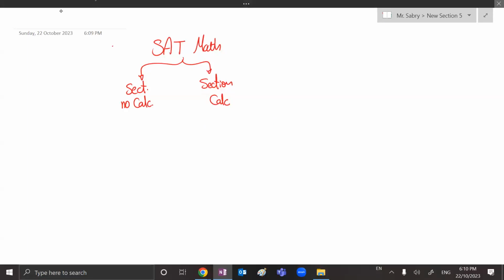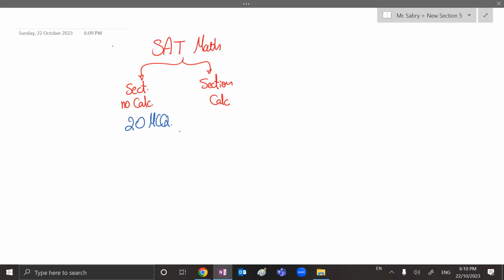Let's start. Basically, and I'm talking about the math part, I'm not really into the English, but for the math part, it's split into two sections. There's a section with the calculator, and there's a section without the calculator. The no calculator section comes first, and then there's another section with the calculator that comes after. The section without the calculator has a total of 20 MCQs.